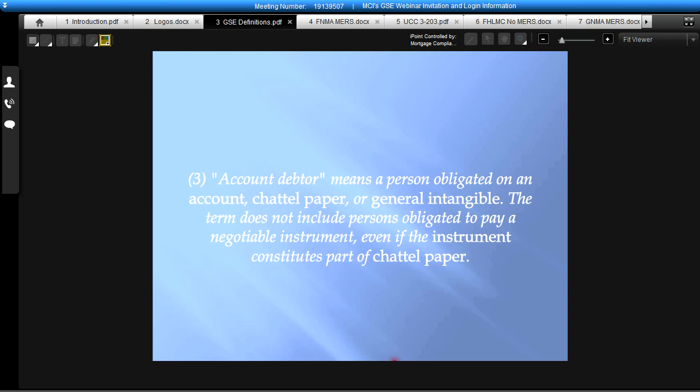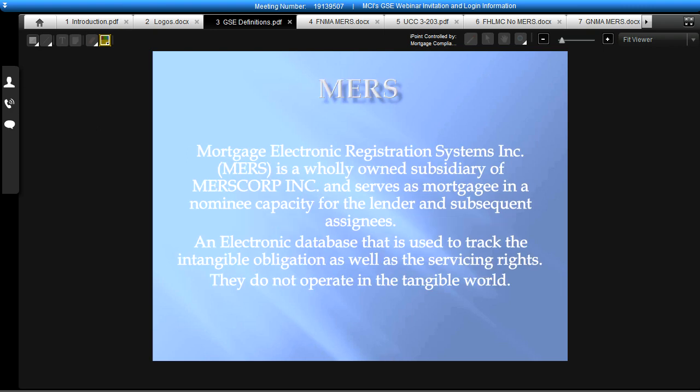MERS. We hear a lot of talk about MERS. What is MERS? Mortgage Electronic Registration Systems Incorporated. They go by the acronym of MERS or just plain MERS. They're a wholly owned subsidiary of MERS Corp. Incorporated and serve as mortgagee in a nominee capacity for the lender and subsequent assignees.